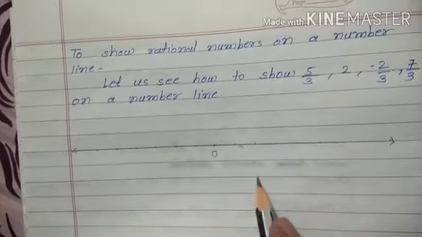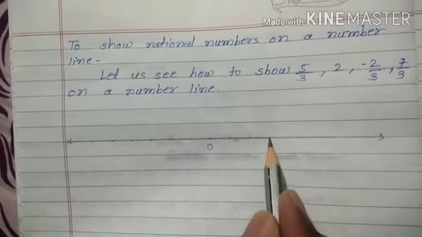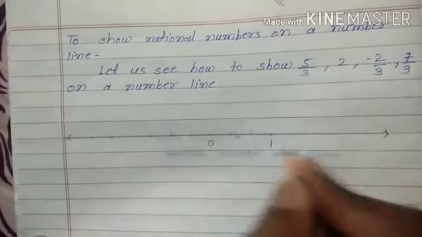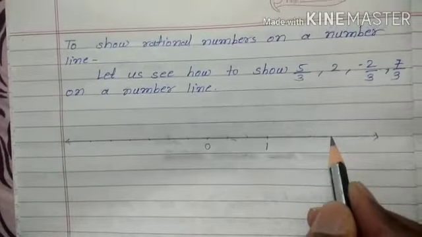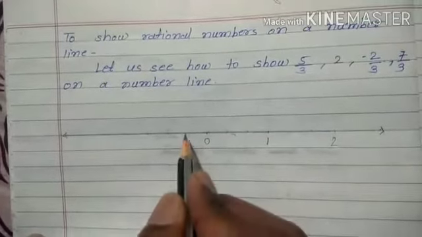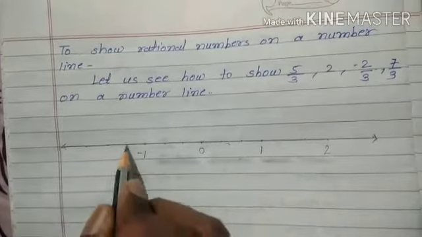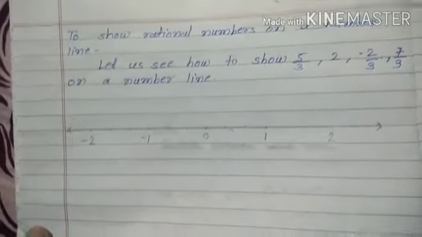We divide each unit into 3 equal parts, that is first, second, third. Here we show 1, 2, 3. Here we show 2. In the same way, -1, -2, -2.